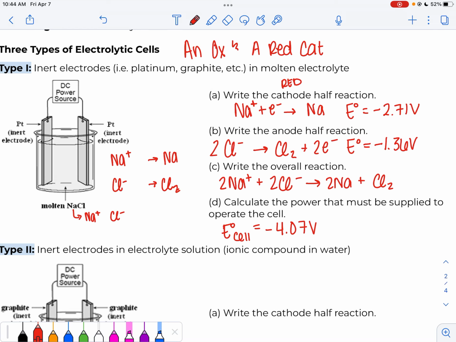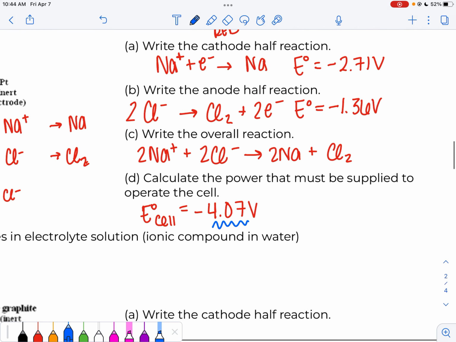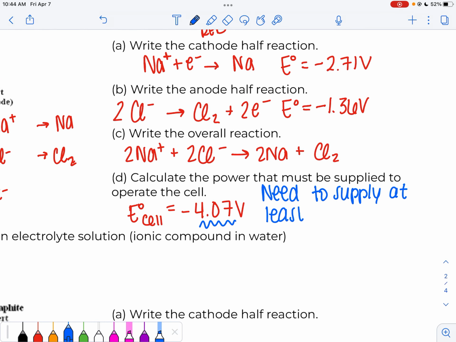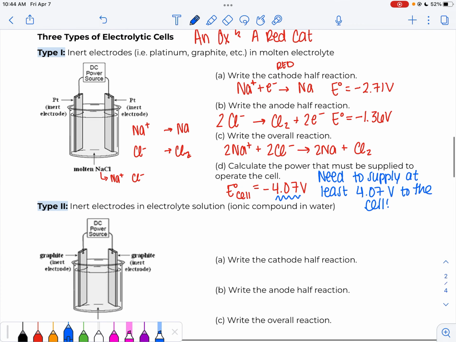So what we have to do is put in at least this much energy in order to drive this reaction, in order to get this thing to work. So we need to supply at least 4.07 volts of energy to the cell. All right, so this is our first possible electrolytic cell.